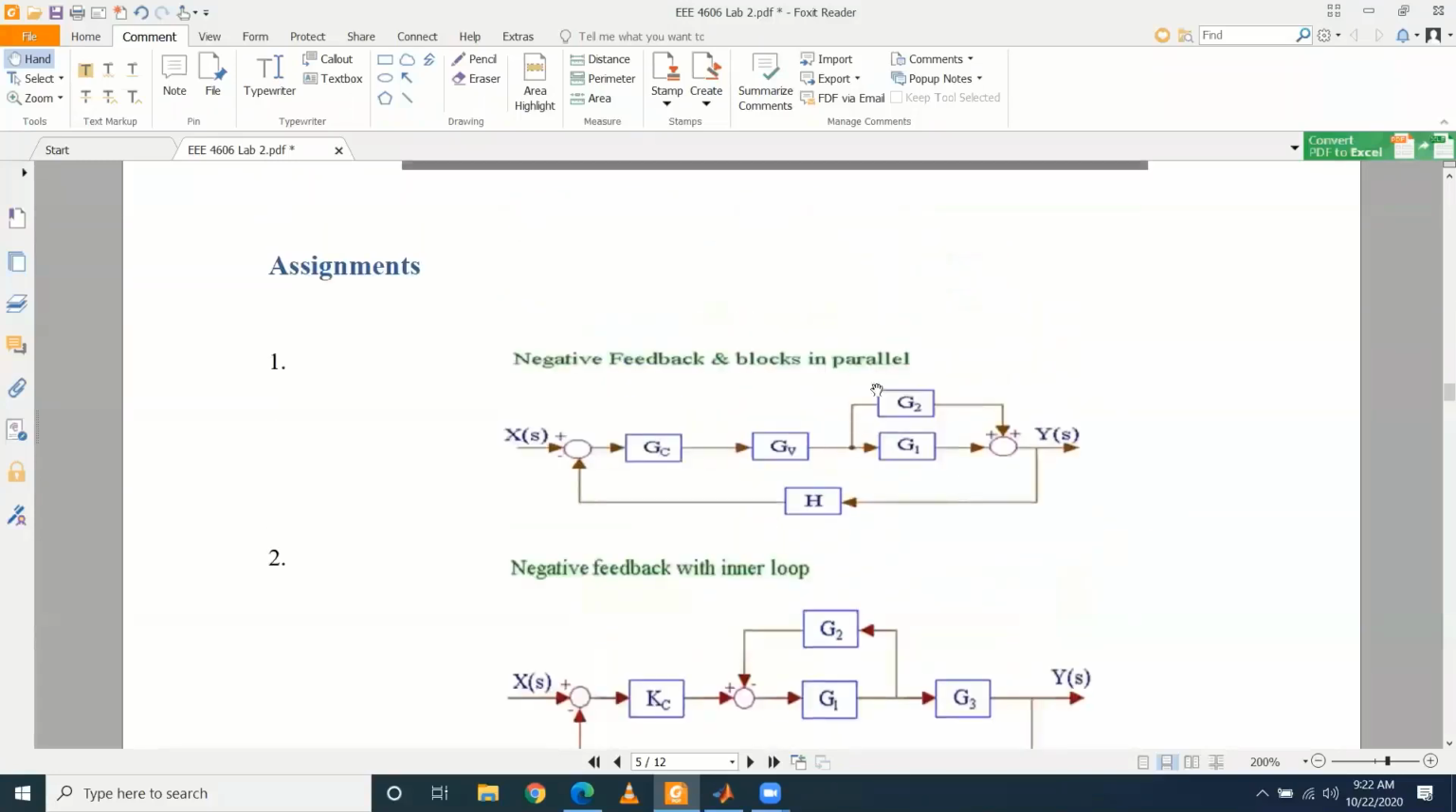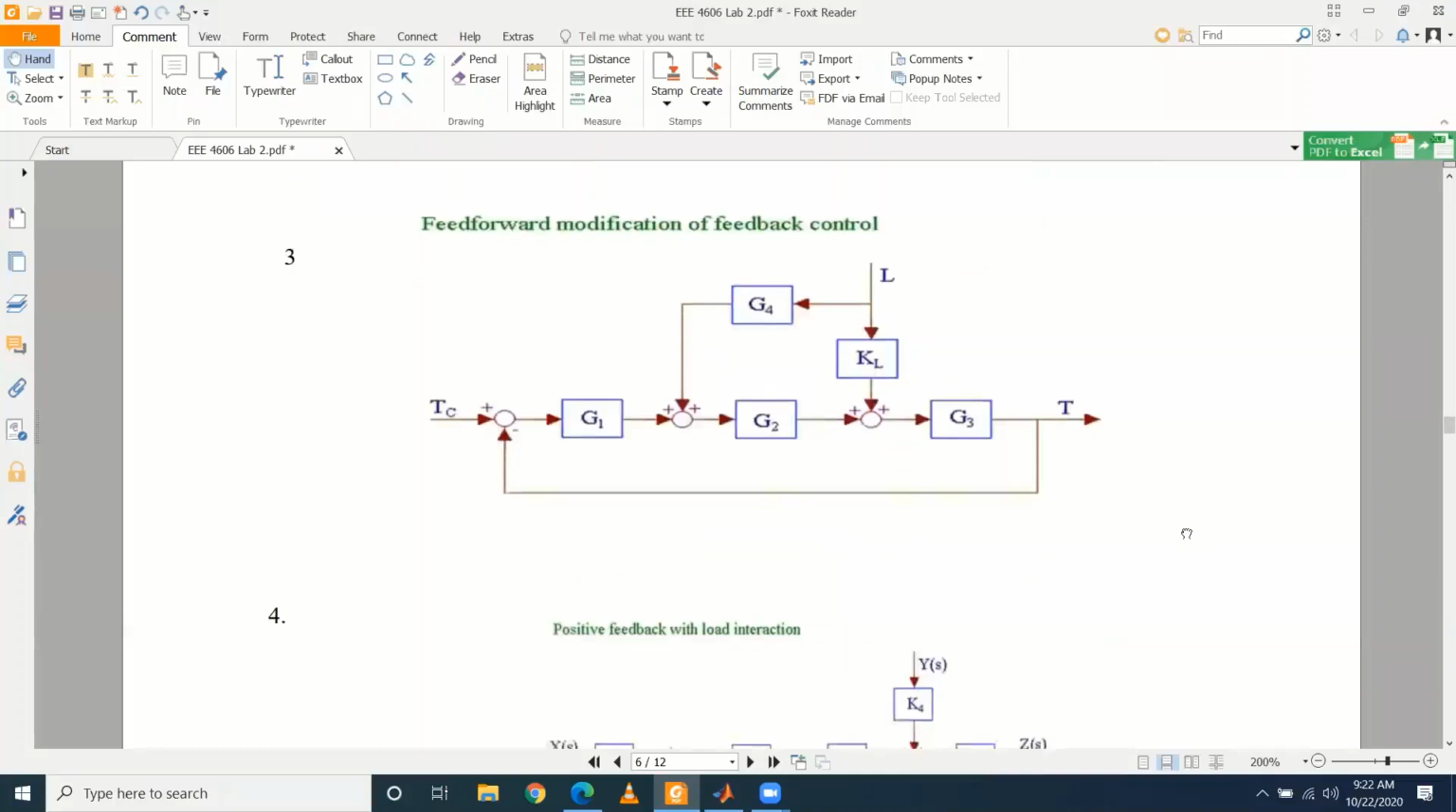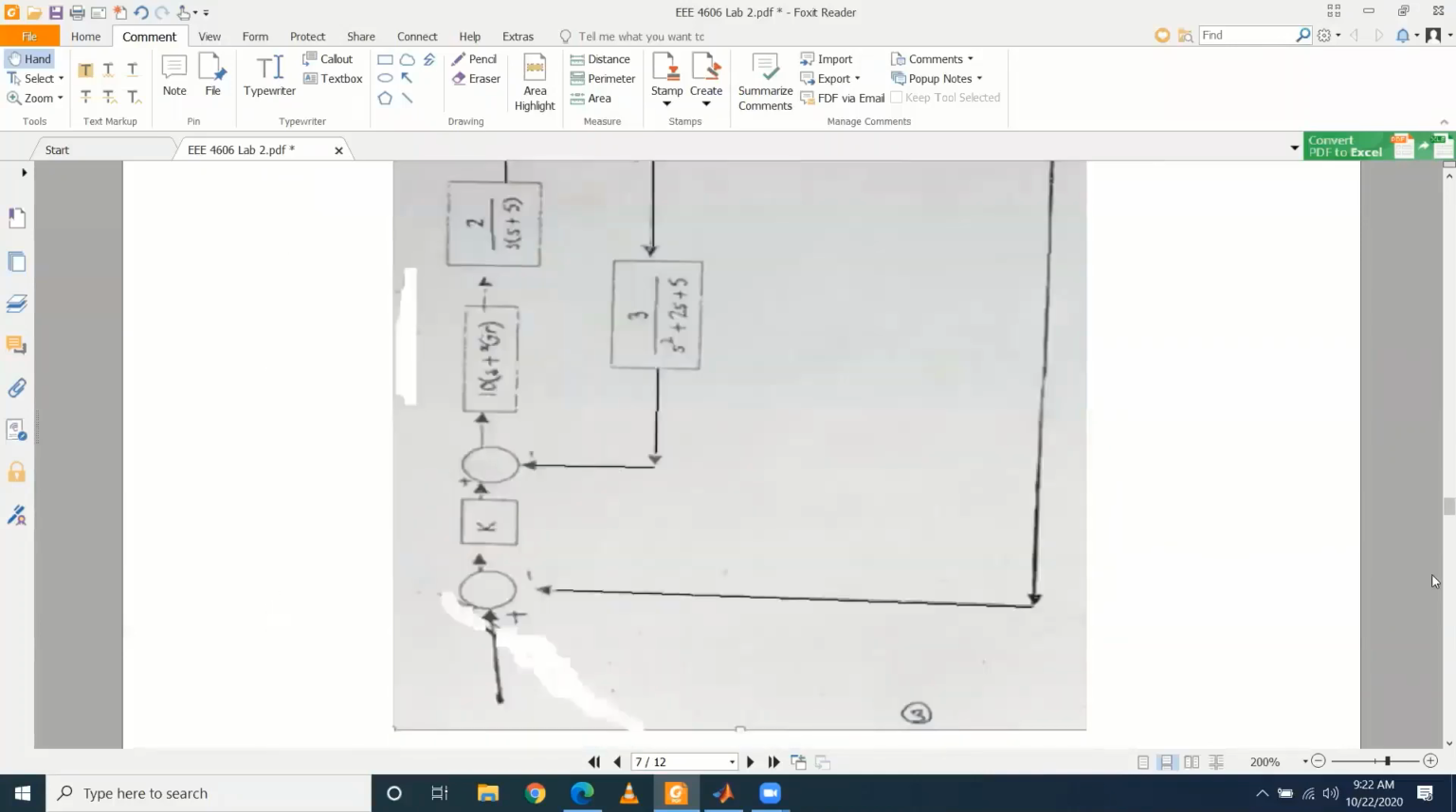That's it. Number 1 is also pretty easy. G1 and G2 are in parallel. Then series with GV and GC. Then negative feedback with H. From 3 onwards, you have to use a different method, which we'll learn right now.